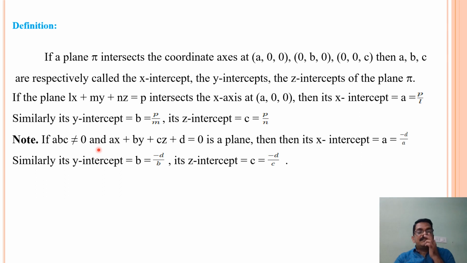If a, b, c are not equal to 0 and ax plus by plus cz plus d is equal to 0 is a plane, then its intercepts are found as follows. ax plus by plus cz is equal to minus d. That implies x by (minus d by a) plus y by (minus d by b) plus z by (minus d by c) is equal to 1. So here the x-intercept is minus d by a, the y-intercept is minus d by b, and the z-intercept is minus d by c.